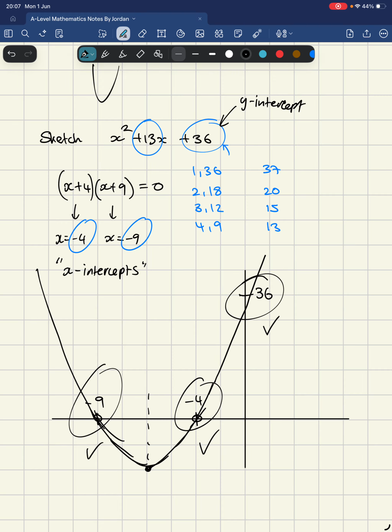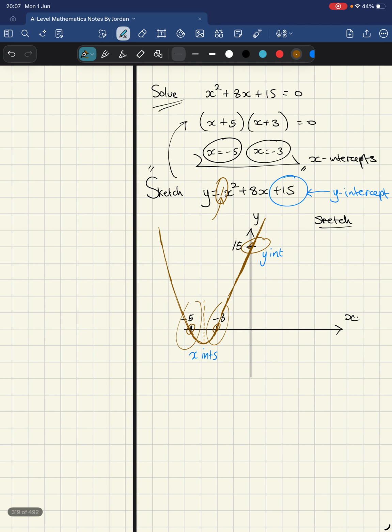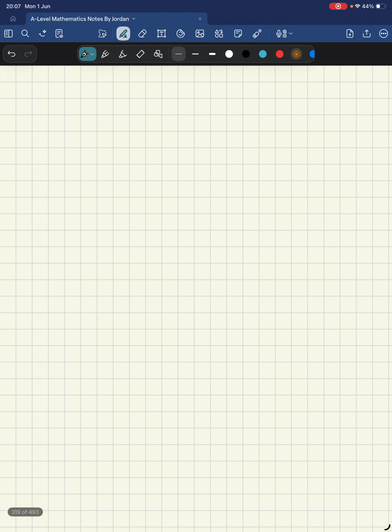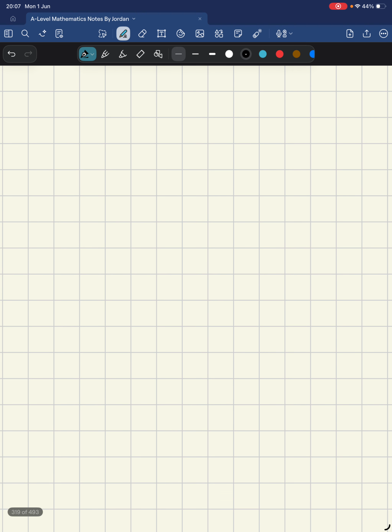This thing at the bottom is what we call a turning point. I'm not going to talk about these today, but in future videos I'm going to talk about what these are and how we can find them as well. So I'm just going to do one more of those. Sorry, not solve, sketch.